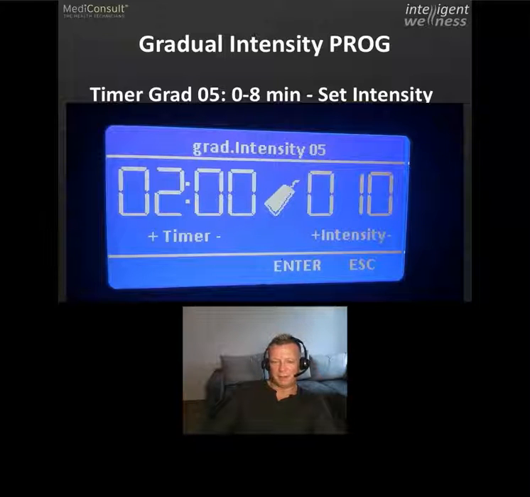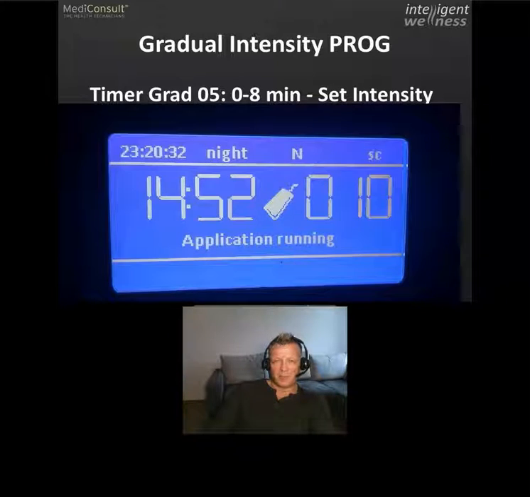After you press the enter button after the fifth input, the IMRS automatically calculates the 5 steps together in one application. In this case the application is 16 minutes, and it's already 1 minute and 8 seconds running. Whenever you set, for example, after 4 minutes, I want to change from 10 to 25, the system will automatically do so as you pre-programmed it within the gradual intensity program. So this is actually a tool.